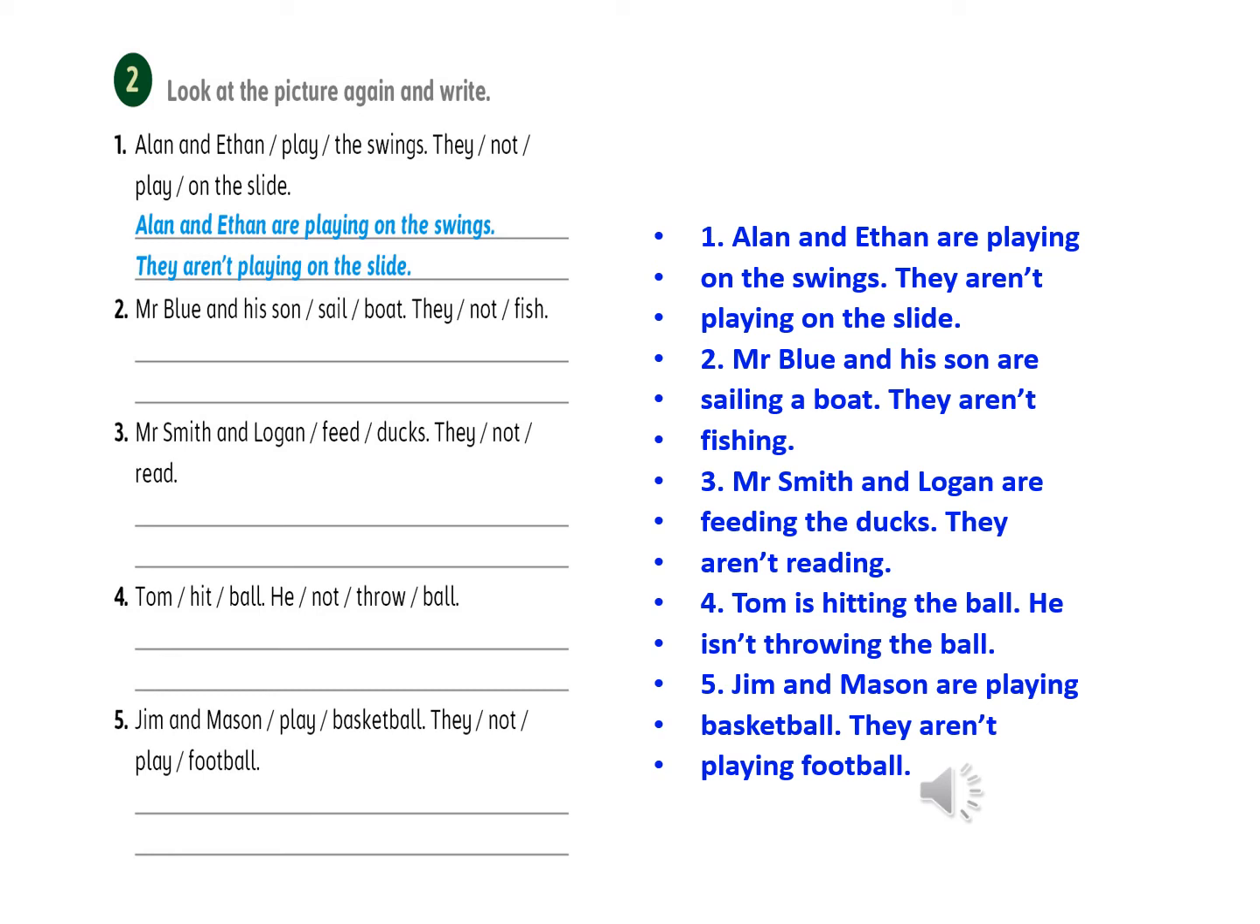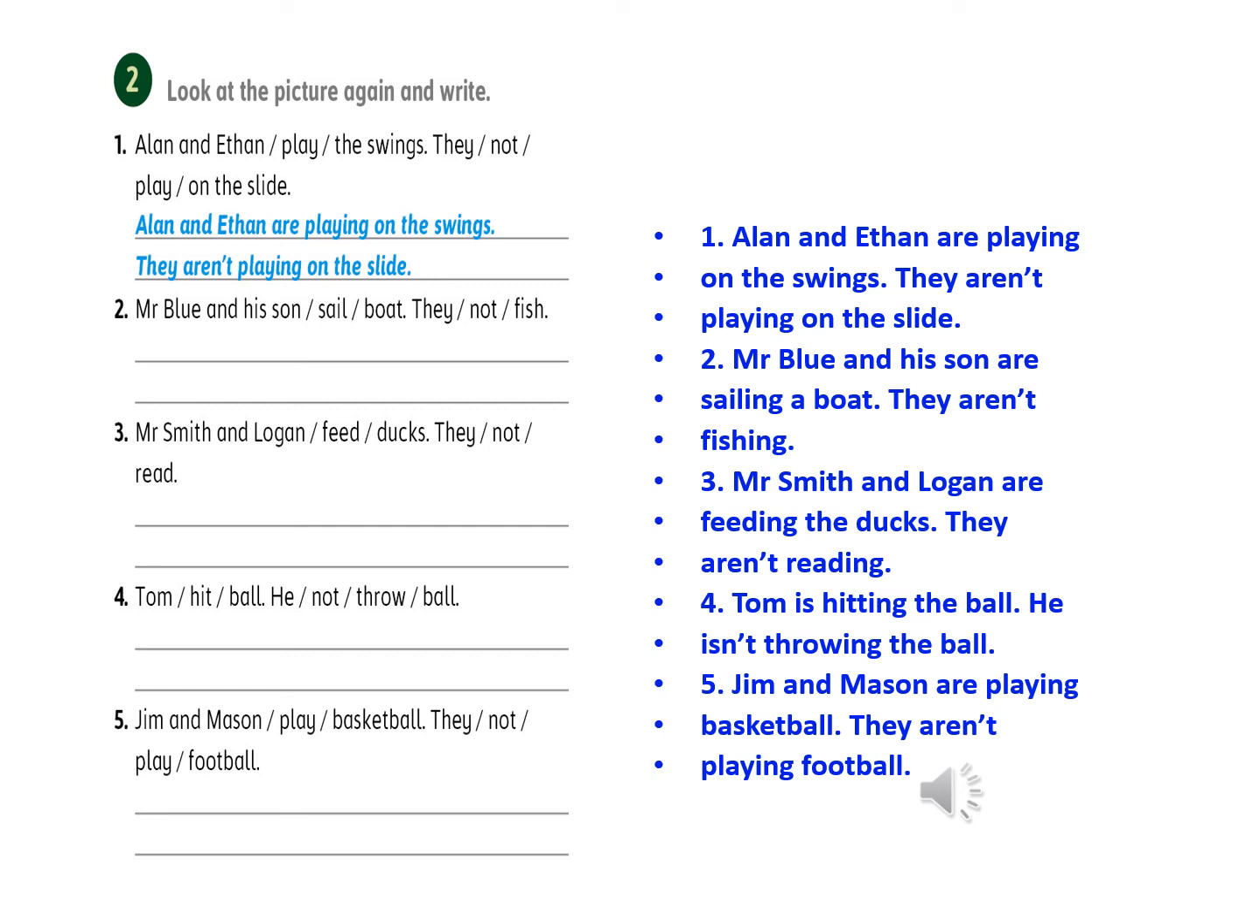Look at sentence number 3. Mr. Smith and Logan feed the ducks. Mr. Smith and Logan are feeding the ducks. As you notice here, we use the verb to be are and add the ending ing to the verb feed. They aren't reading. Here we use the negative form of the present progressive. They will take are. And in the negative, it will be aren't. Aren't stands for are not. They aren't reading.